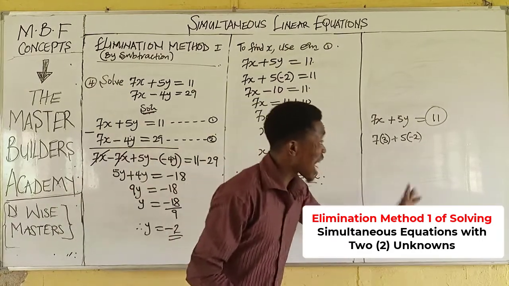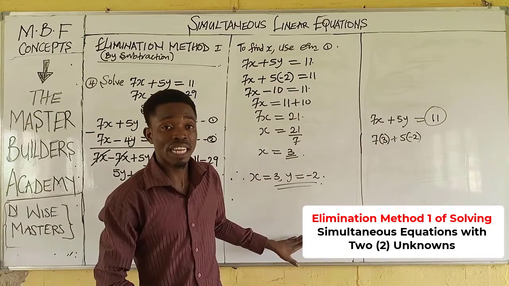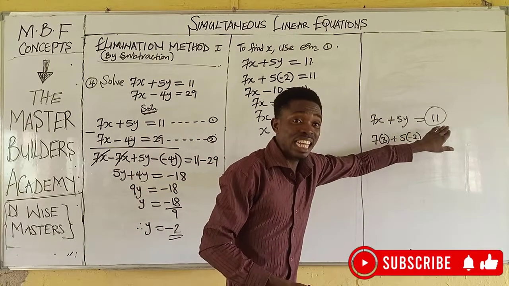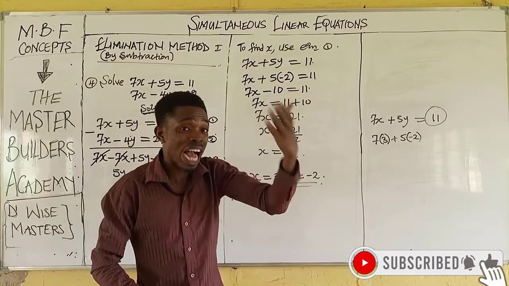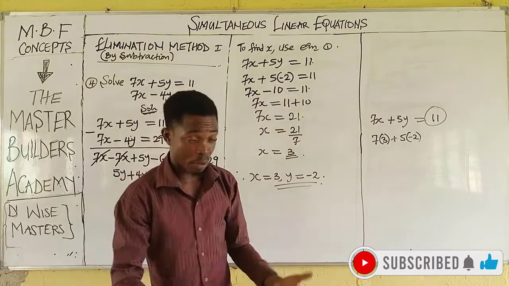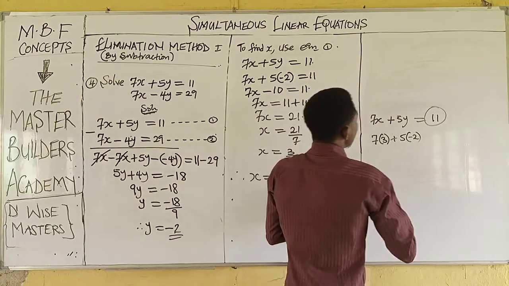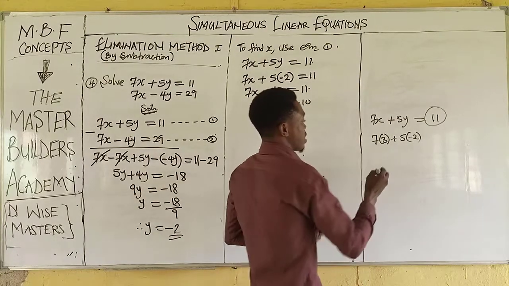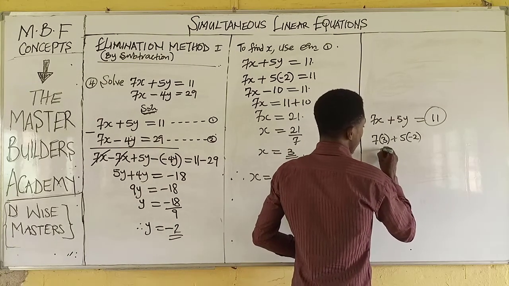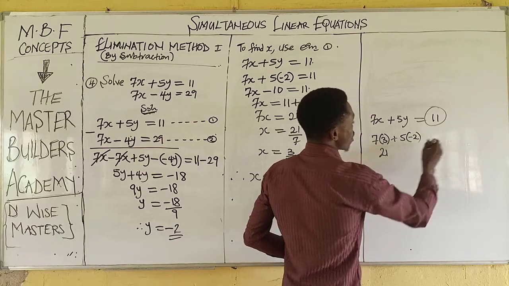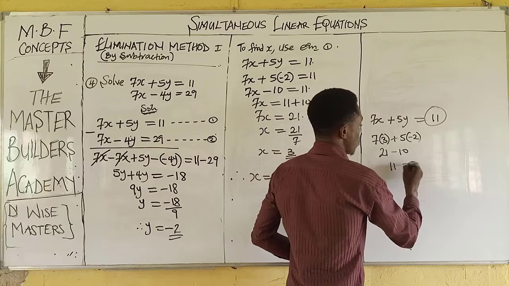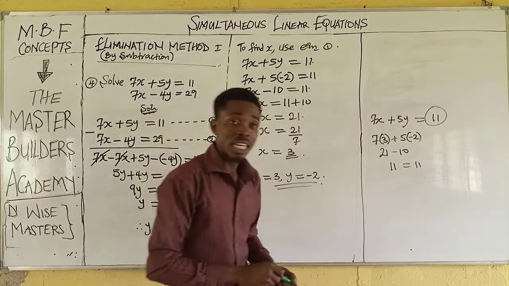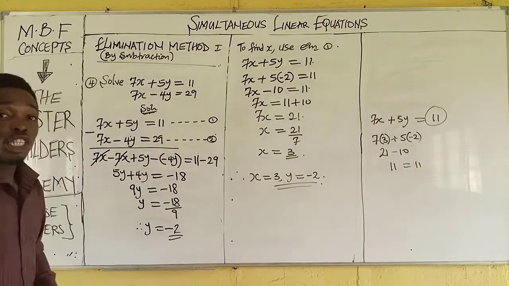So if we are correct with the answers we have here, the right hand side, that is already 11, must be equal to the left hand side. So when we substitute for x and y, we are expected to have 11. Otherwise, we are wrong. Now let's see if we have 11. So now, 3 multiplied by 7 would have given us what? 21. Now, plus 5 multiplied by minus 2 will give us minus 10. Now, 21 minus 10 is 11, which is equal to the right hand side. That is to say, the answer we just obtained is correct.